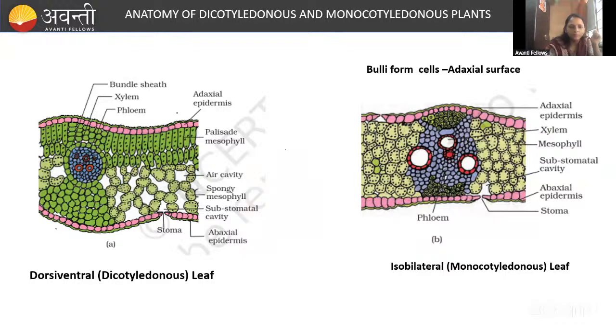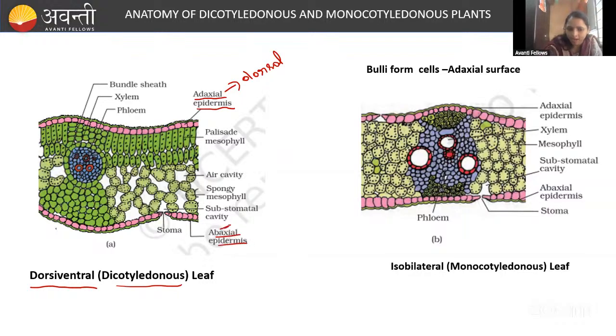Okay. Then coming to the leaf structure, guys. Leaf structure is very, very important here. The dorsiventral leaves, you can see in the dicotyledon leaves. Okay. So here what will happen? Let us go to the structure here. The adaxial epidermis. Adaxial means dorsal. Okay. This is the dorsal surface and this is the ventral.